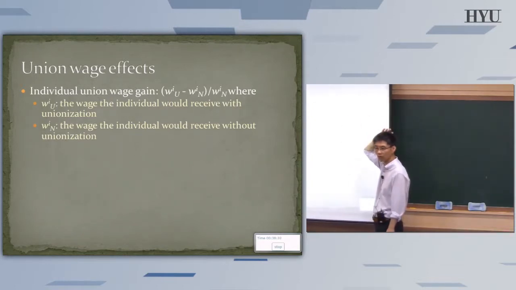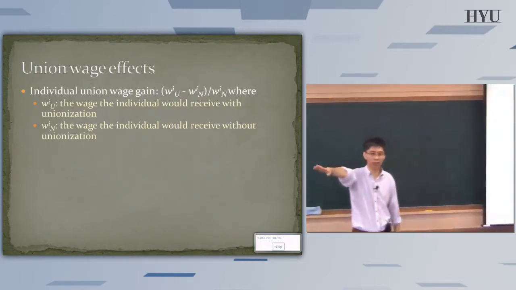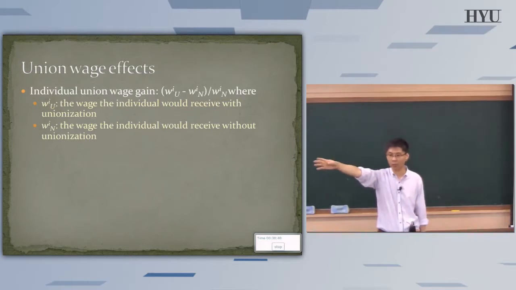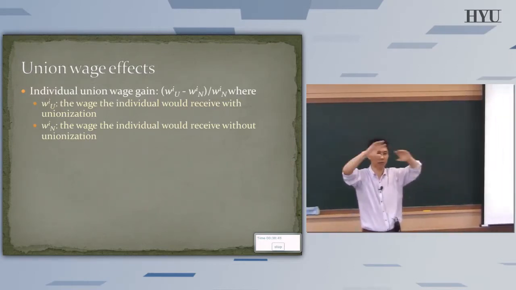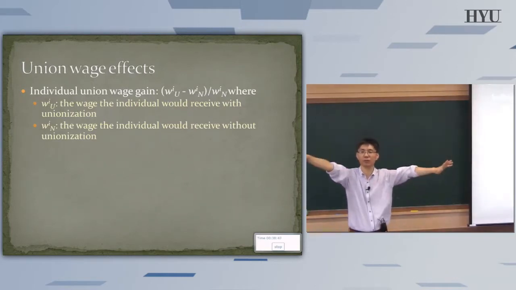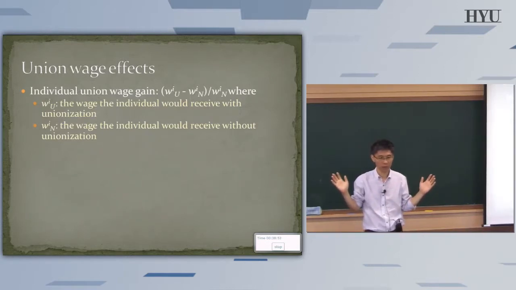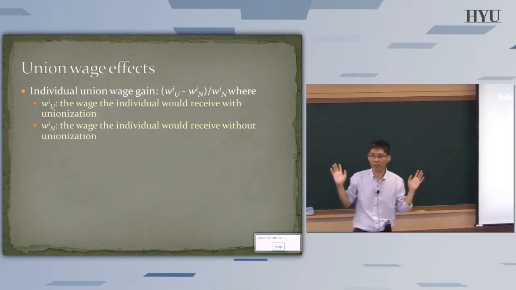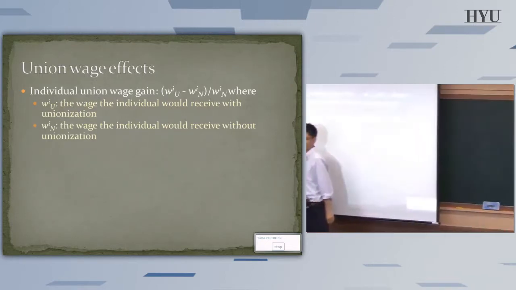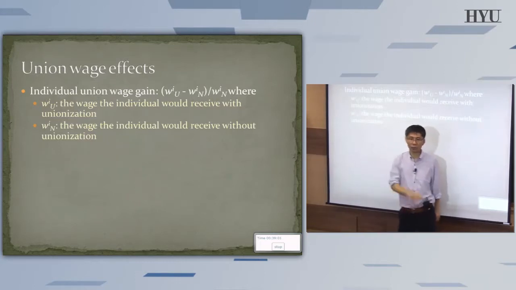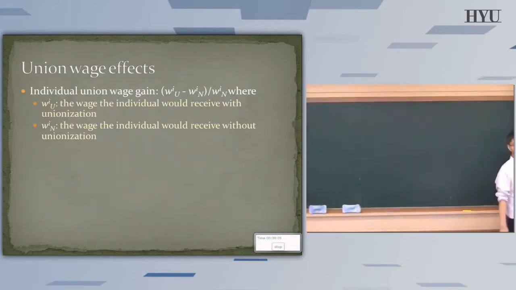So think of a company. Let's say Hyundai Automobiles. They have a union, but let's assume that they have no union. Hypothetically, think of a situation where there is no union in this company, Hyundai Automobiles. Then without the unionization, the workers would get WN. With the unionization, the same worker would get WU.